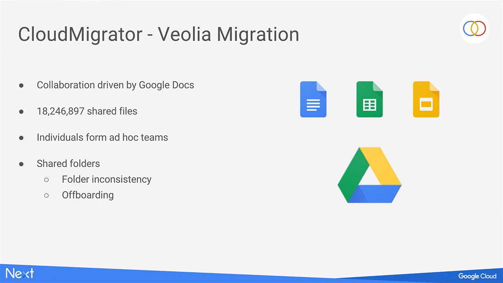Veolia have made extensive use of Google Drive, with over 18 million files that are shared inside their organization. Collaboration has always been key to the way that Veolia work. Individuals get together to form ad hoc groups, growing and shrinking as the need requires. These teams have utilized Google Drive and Google Docs.